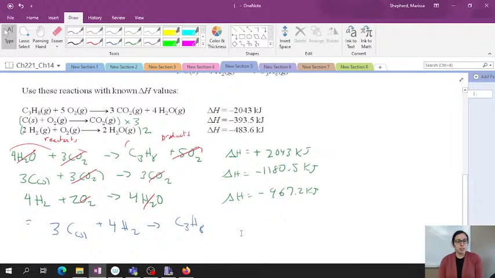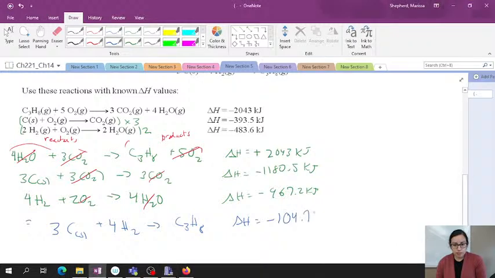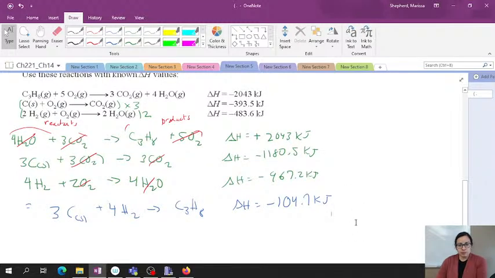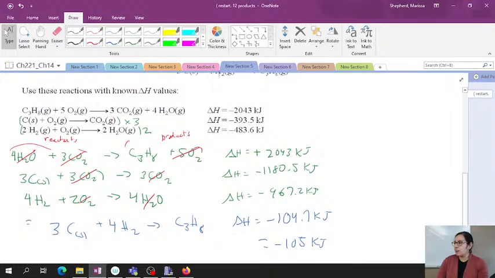And so now we know then the delta H of this reaction, again, negative 104.7. Probably negative 104 or 105 with sig figs there. So are we okay on this part? I definitely feel like this part will probably crop up on your exam, if I remember correctly.